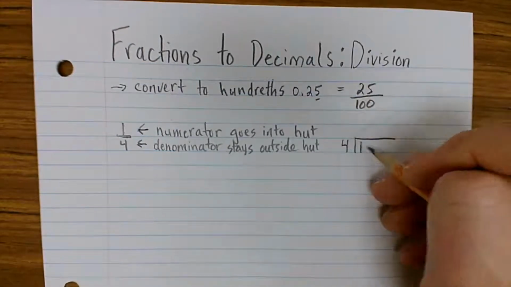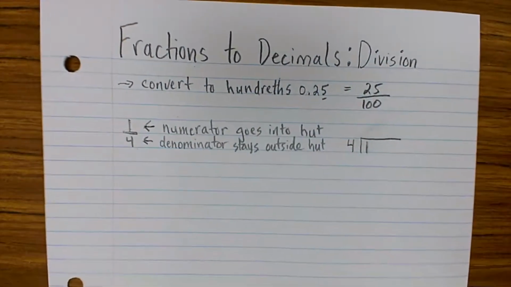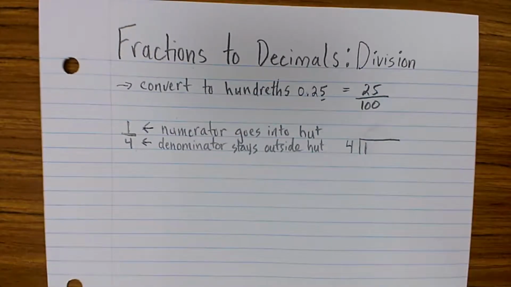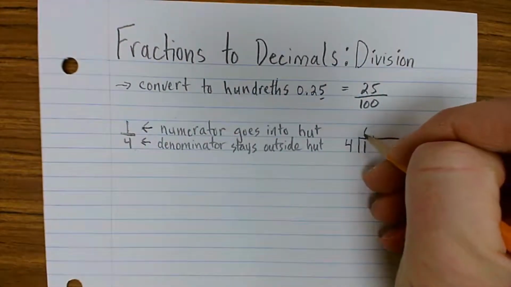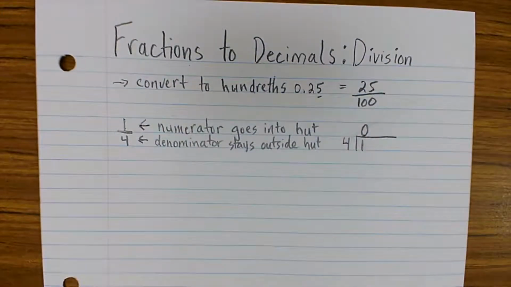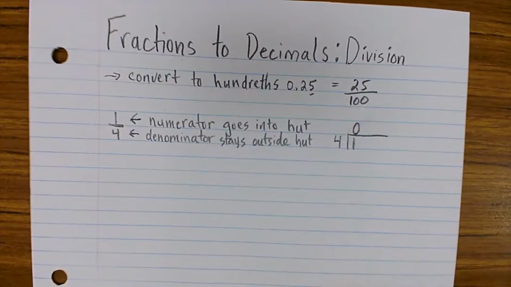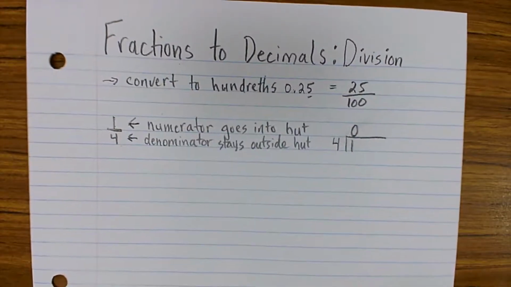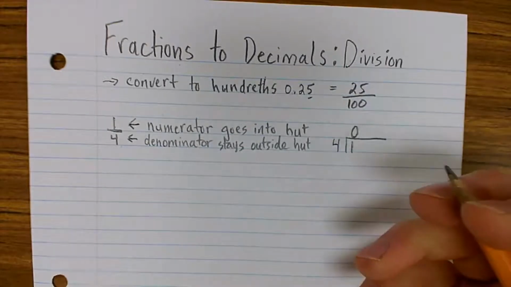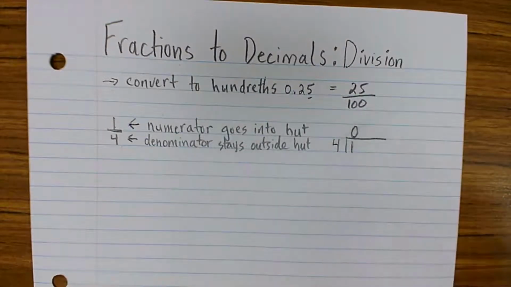So we go 4 into 1. Well, firstly, we know that that is impossible. It won't go. And anytime we can't divide in, we add a 0. But since we are going to a decimal, we no longer just stop the question there. We can actually solve this. It's a fraction. It's a decimal number. So how to do that is these next 2 steps.